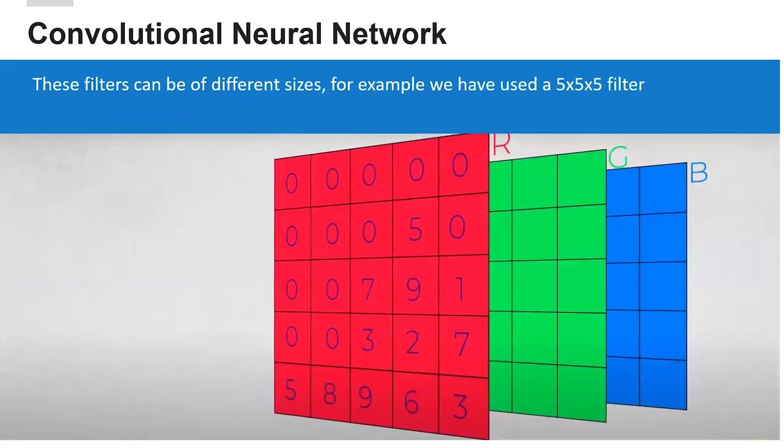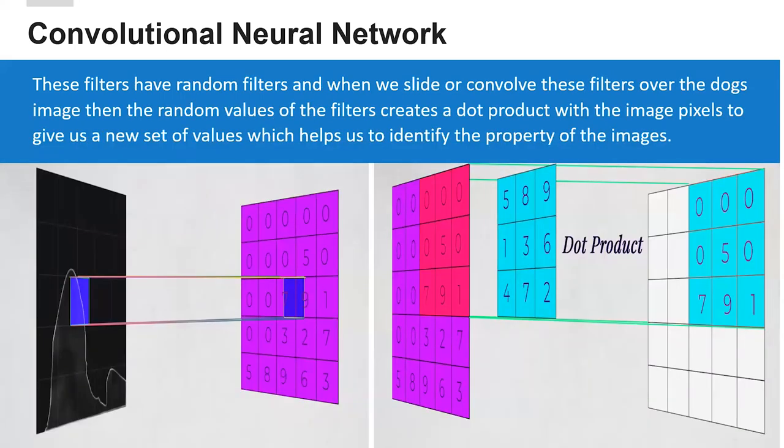Now, these filters can be of different sizes. For example, we can see a 5x5x5 filter, right? These are the filters which we have created using the curve, the color, and the edges. And these are different types of filters which work together inside an activation function, right? These filters have random values, and when we slide, or convolve, these filters over the dog's image, the random values of the filters create a dot product with the image pixels to give us a new set of values, which helps us to identify the properties of the image.